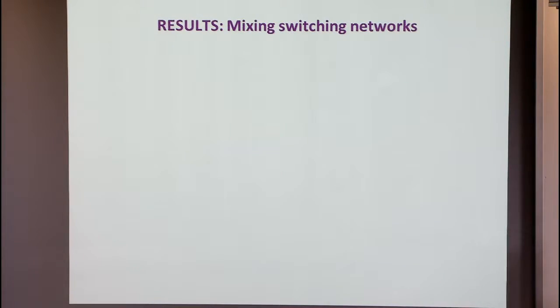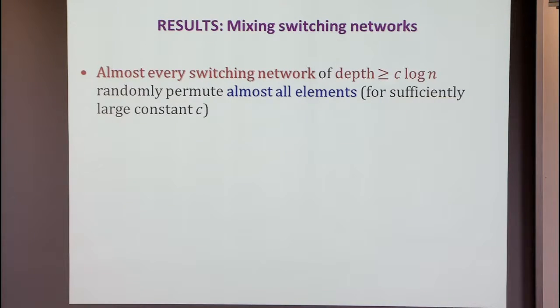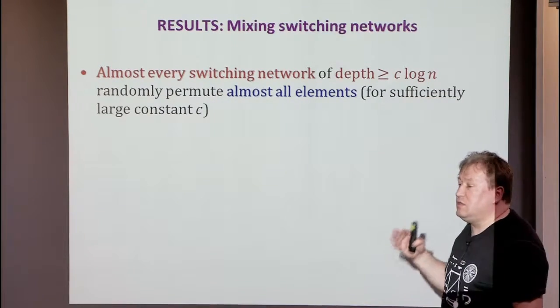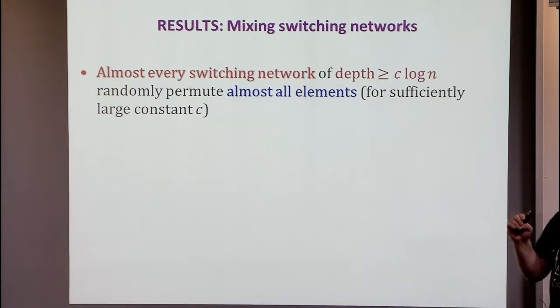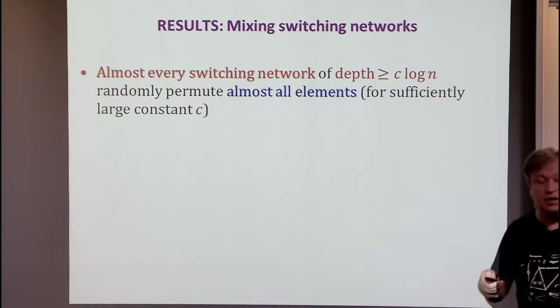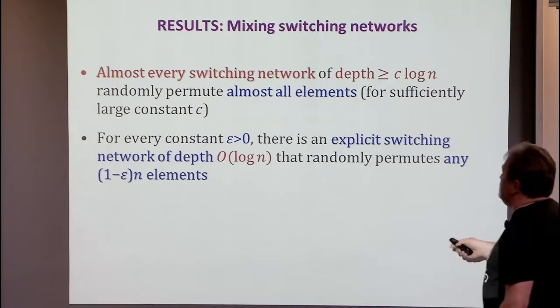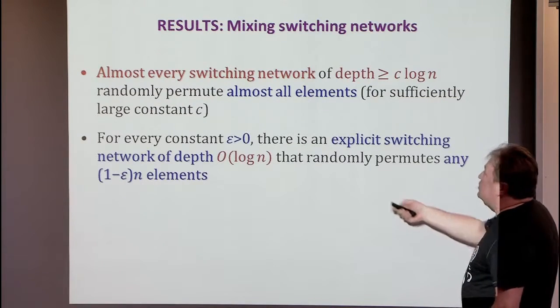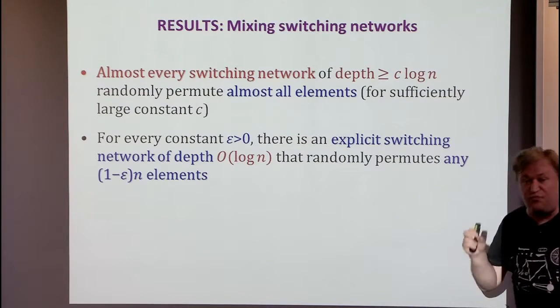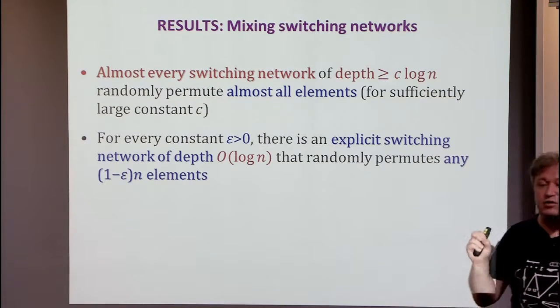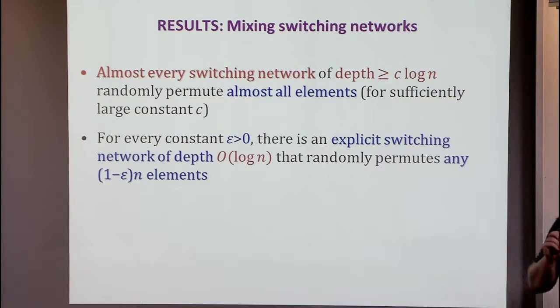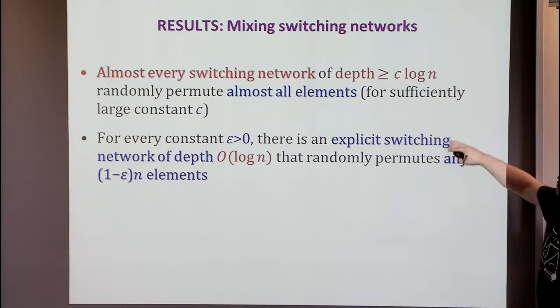Okay, so I want to show you the following result. I would like to prove that almost every network of logarithmic depth will randomly permute numbers. And all that I can show right now is that it will randomly permute almost all numbers. So there are two main results here. The first one is that almost every network of logarithmic depth will randomly permute 99% of the elements. And the second result is that we can construct such networks.